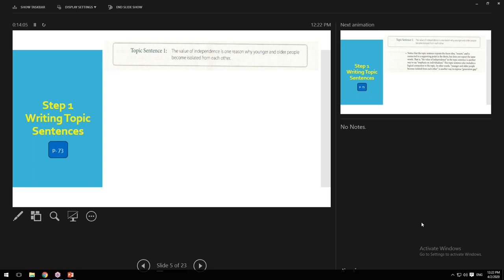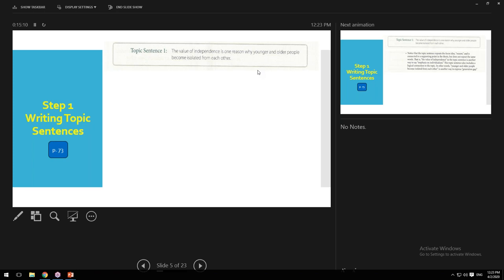The topic was the gap between younger and older people. Do you have anything here about the gap between younger and older people? Read it again, please, Rabab. Make sure. The value of independence is one reason why younger and older people become isolated from each other. Okay, Rabab, so you see it now? Younger and older people become isolated. So this is the gap. If they become isolated, then this is the gap. So this is the topic we are talking about.